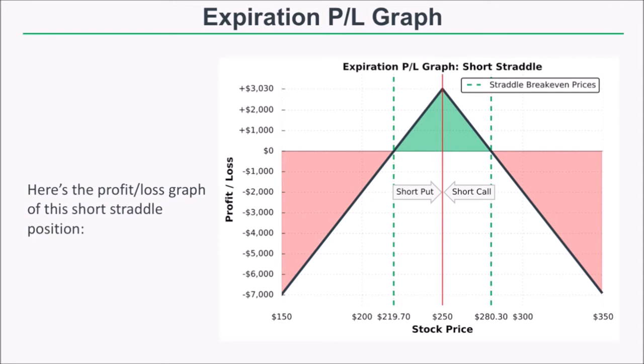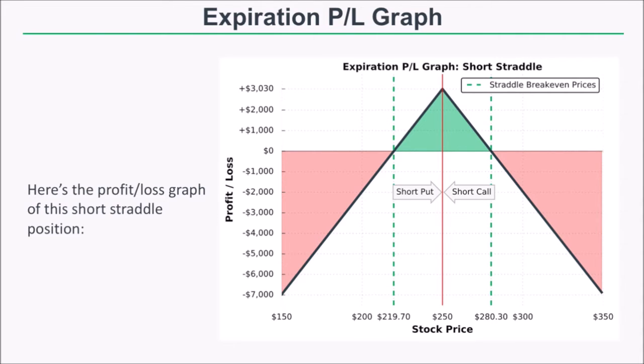So our break-even range in this trade is $219.70 all the way up to $280.30. While the maximum profit potential is achieved if the stock price is right at $250, we can make money on this position if the stock price is anywhere between $219.70 and $280.30. So as we can see here, we have a pretty wide profit range.